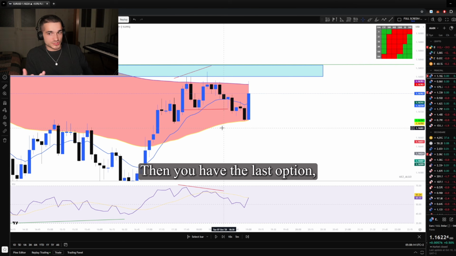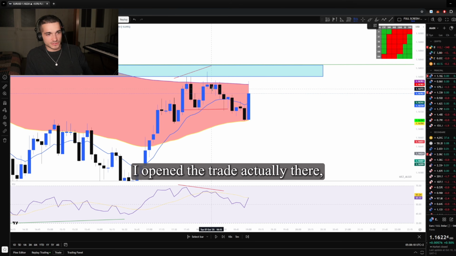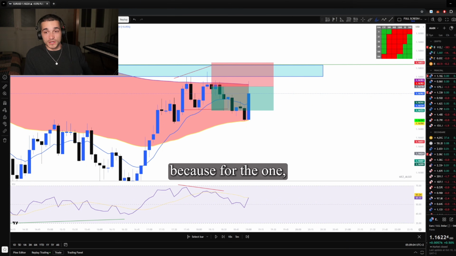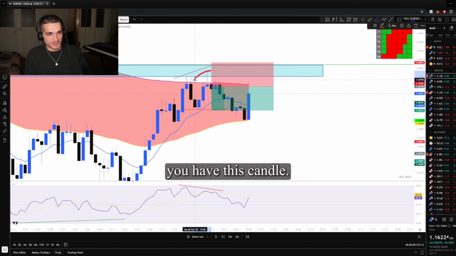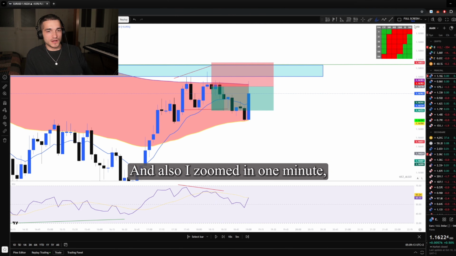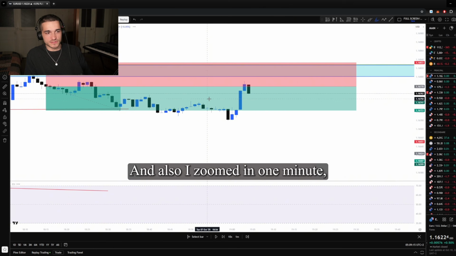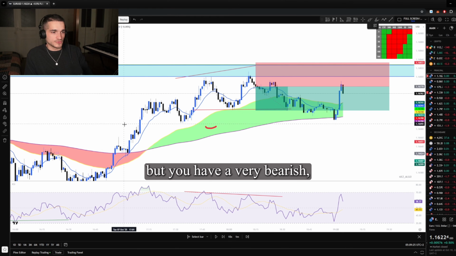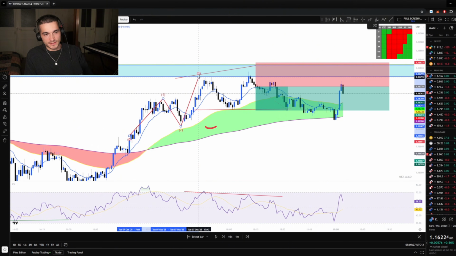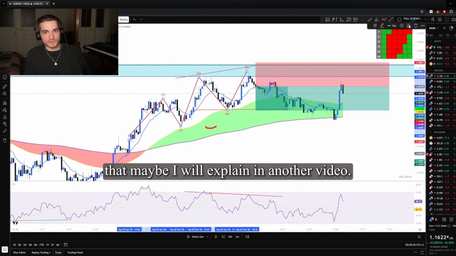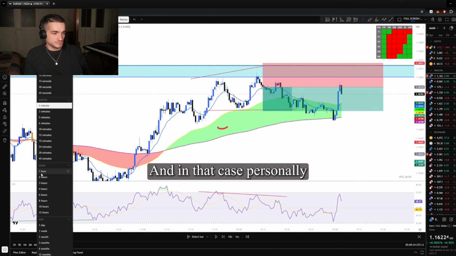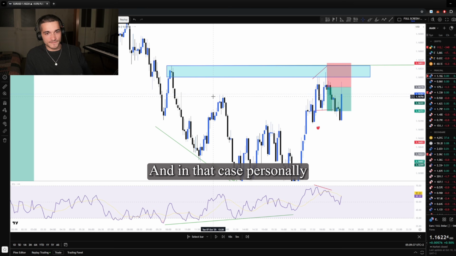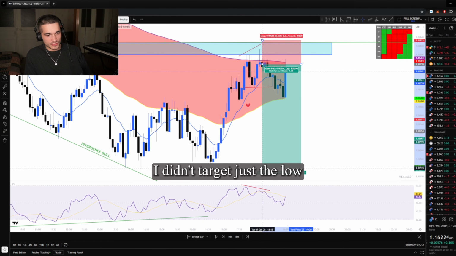Then you have the last option, the one I took. I opened the trade actually there, because for the ones who know a bit more about candle patterns, you have this candle. And also I zoomed in to 1 minute. It's a bit more complicated, but you have a very bearish divergence pattern that maybe I will explain in another video. And in that case, personally, I didn't target just the low.